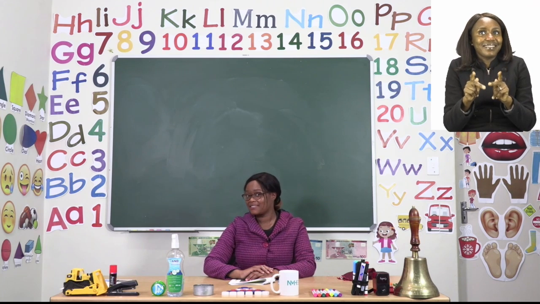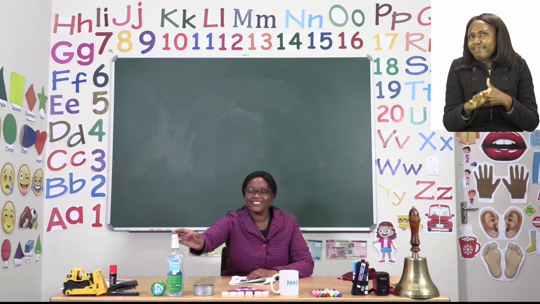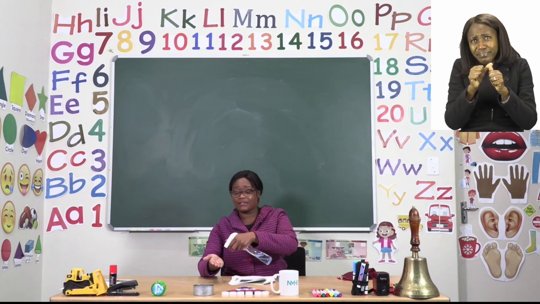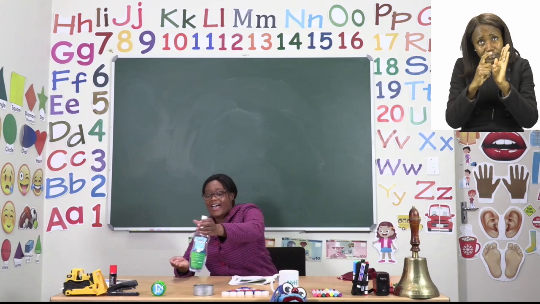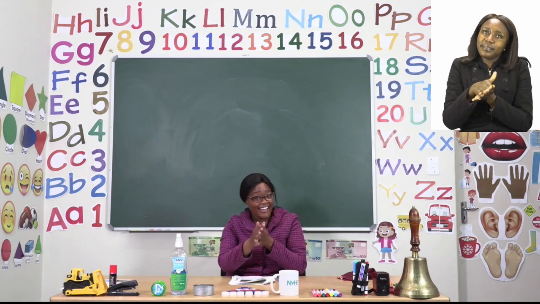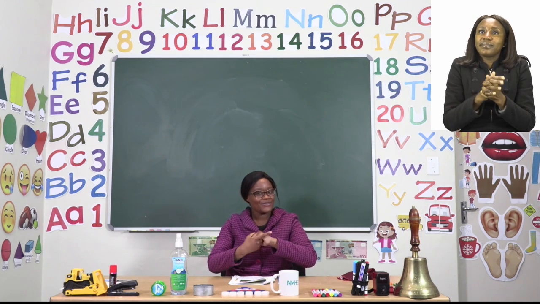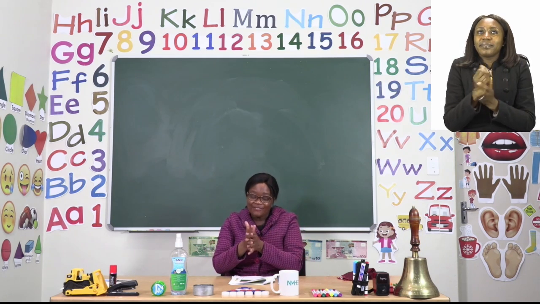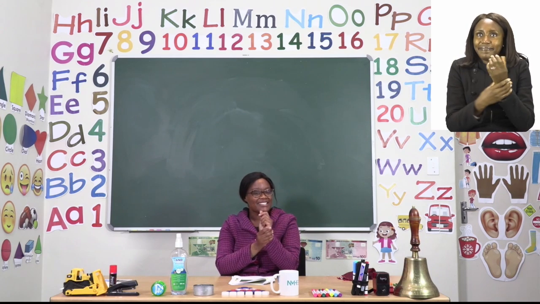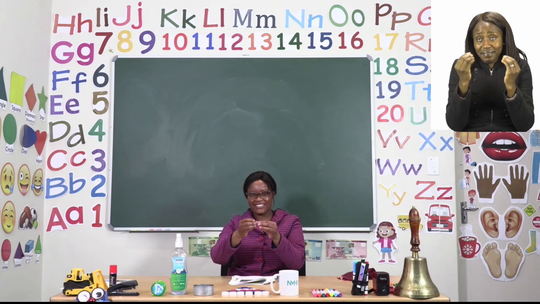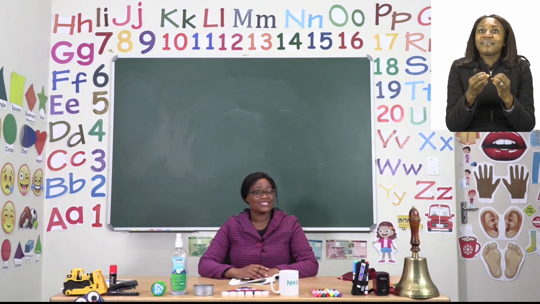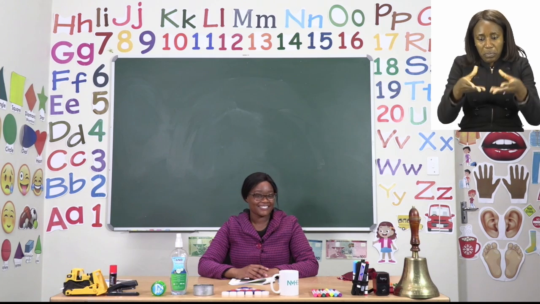So now that we are done with our work, we need to sanitize. Remember how we sanitize? We put a little bit of sanitizer in our hand. Then we rub inside, round and round, in between our fingers and on our wrists. Don't forget your fingertips. Then you wait for them to dry before you touch anything else.